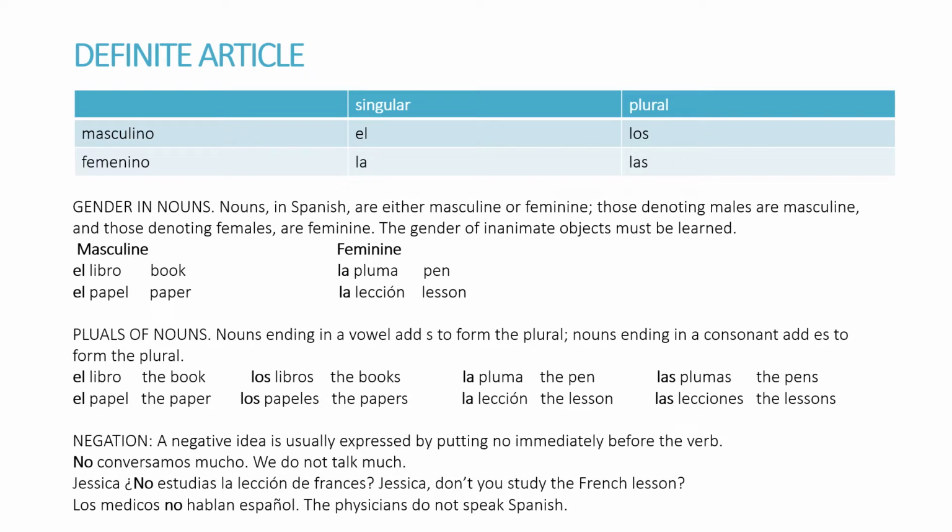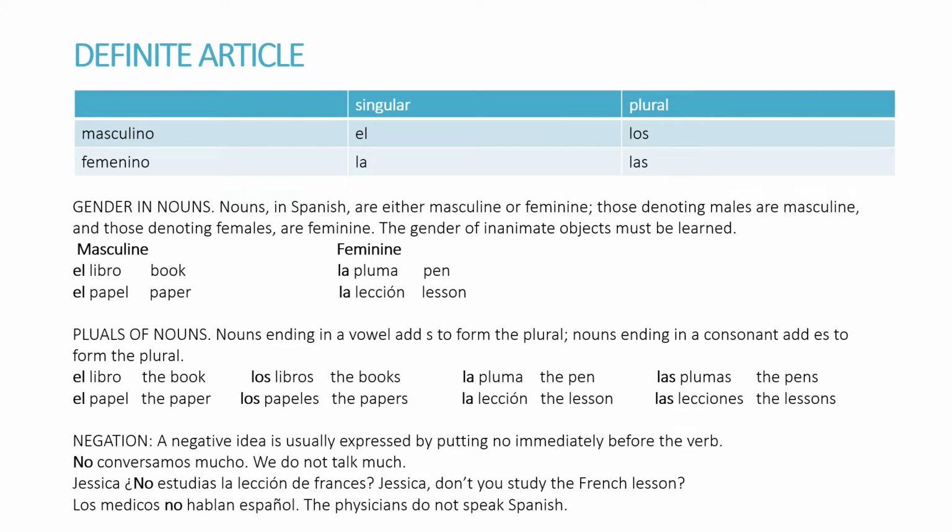Gender in nouns. Nouns in Spanish are either masculine or feminine. Those denoting males are masculine, and those denoting females are feminine. The gender of inanimate objects must be learned. Masculine: we can give a couple of examples of the use of a singular masculine article associated with a singular masculine subject. Libro, el libro. The same for papel, a singular masculine subject associated with a singular masculine article. El papel.